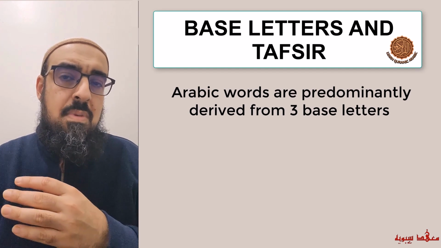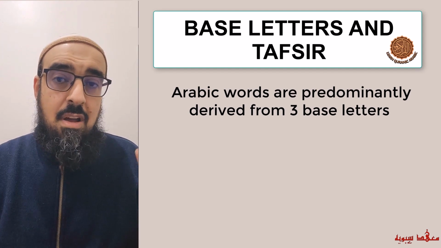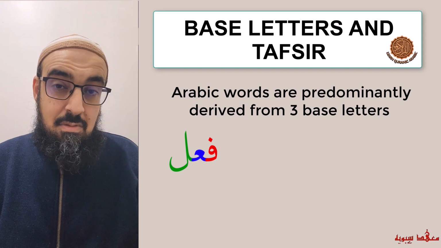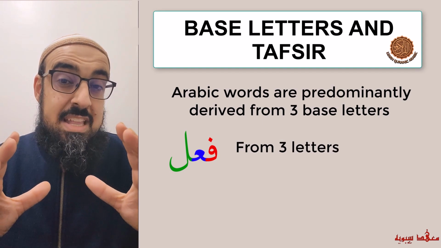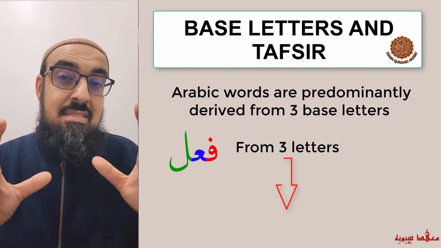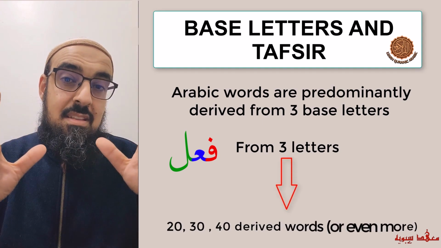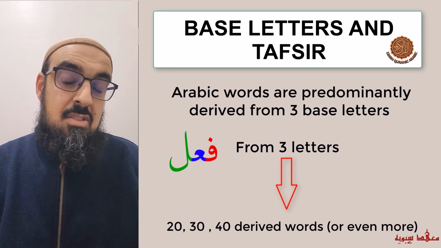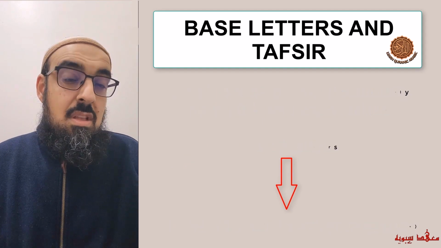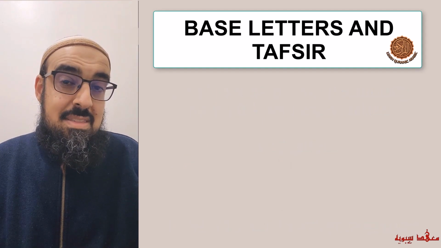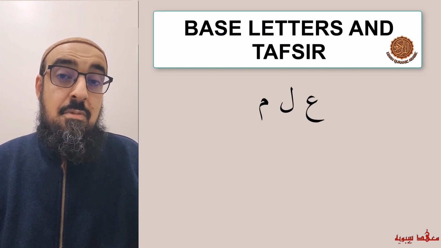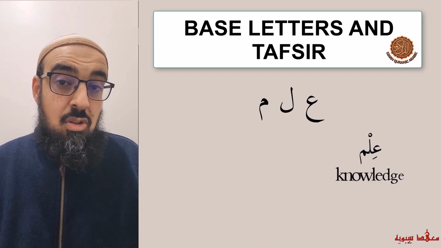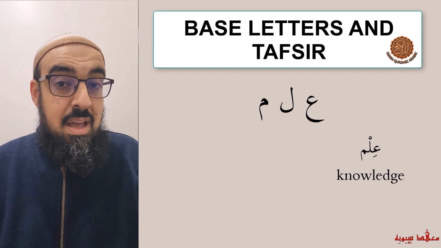The overwhelming majority of words in Arabic are derived from three base letters. So from a combination of three letters, we can actually get maybe 20, 30, 40 different verbs and nouns. As an example, let's choose the three base letters, the ayn, the lam, and the mim. And from it we get the word ilm, knowledge. We get the verb alima.